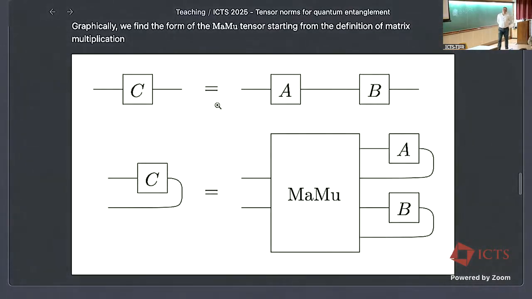Okay, so on the top here, you have the rule for matrix multiplication, which you saw already, right? When I talked about this graphical calculus. So C is A times B. I'm just contracting these legs of A and B.